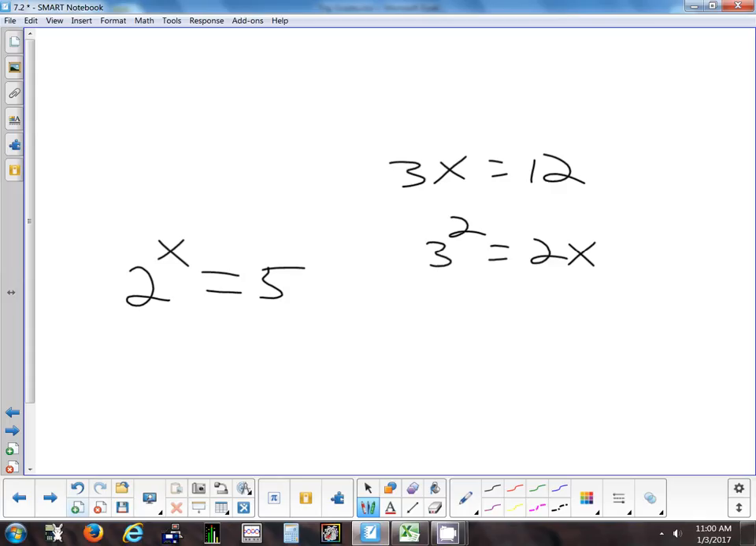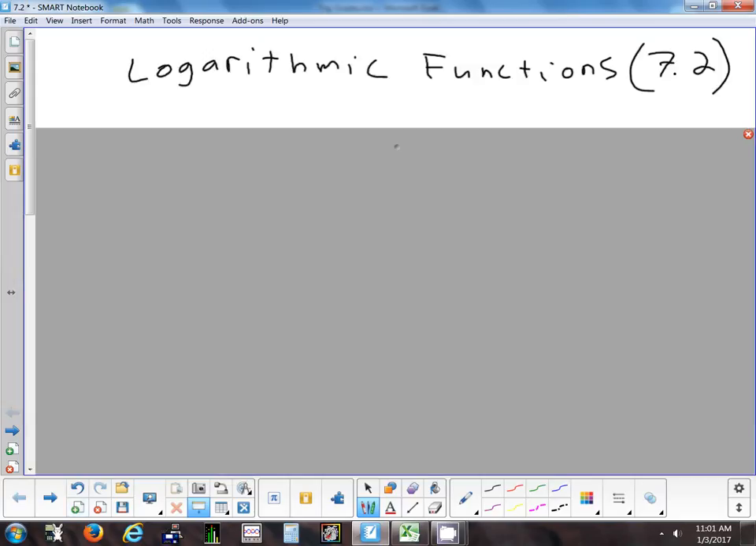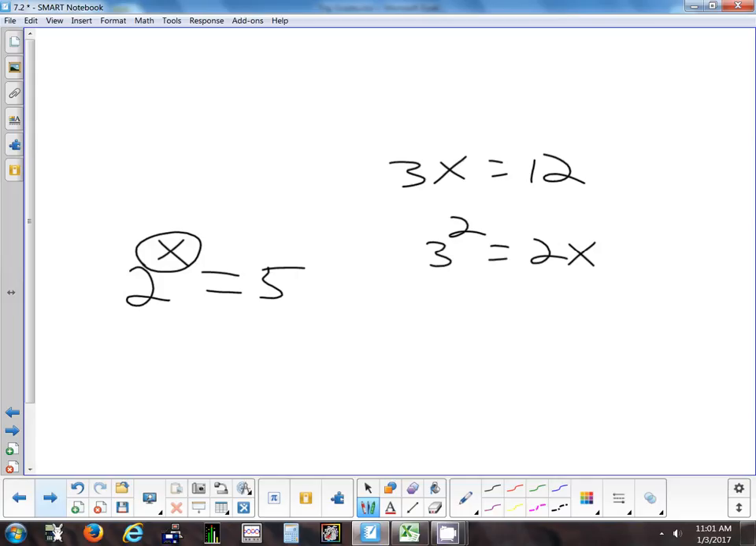Yeah, the key is there's an exponent, but the exponent is a variable. Okay? So anytime that you have an exponent that's a variable, that's where logarithms come in. That's one thing you can do with them. By the end of the week, you'll know how to solve something like that.